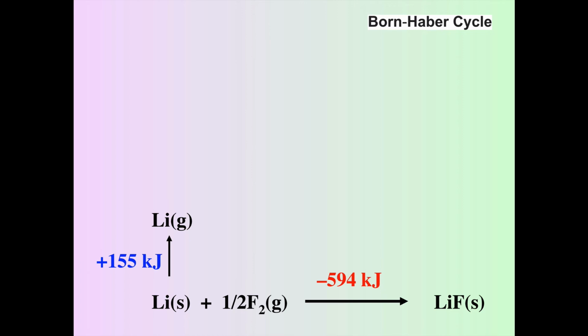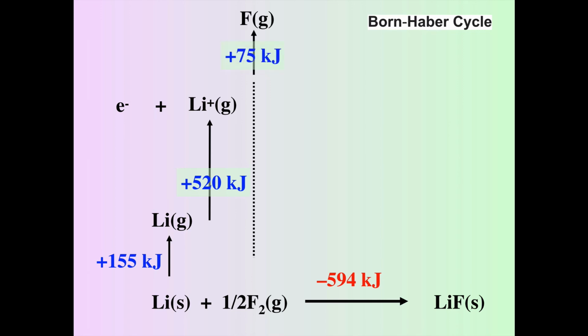Next thing, I've got to knock that electron off. That's going to cost me a lot of energy. I've got to put in 520 kilojoules to knock an electron off of a lithium atom to make lithium ion. All right, so now I've got the lithium cation. In order to get the fluoride anion, the first thing I've got to do is break that fluorine-fluorine bond. The bond dissociation energy of fluorine is 75 kilojoules. You've got to put that in to break those two fluorines apart. So now I've got the fluorine atom and an electron. To put the electron onto the fluorine atom is going to be a releasing process. So I'm going to release 333 kilojoules.